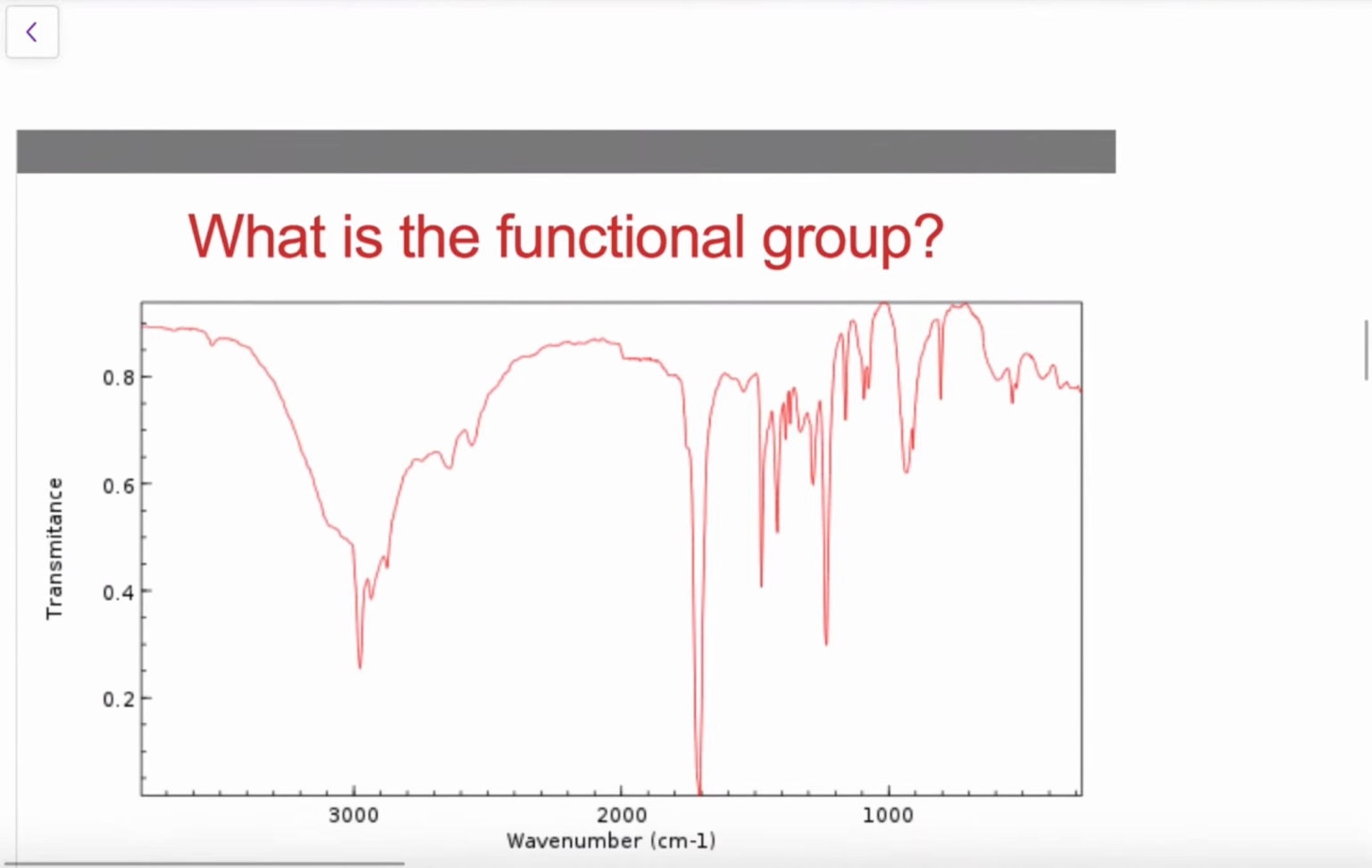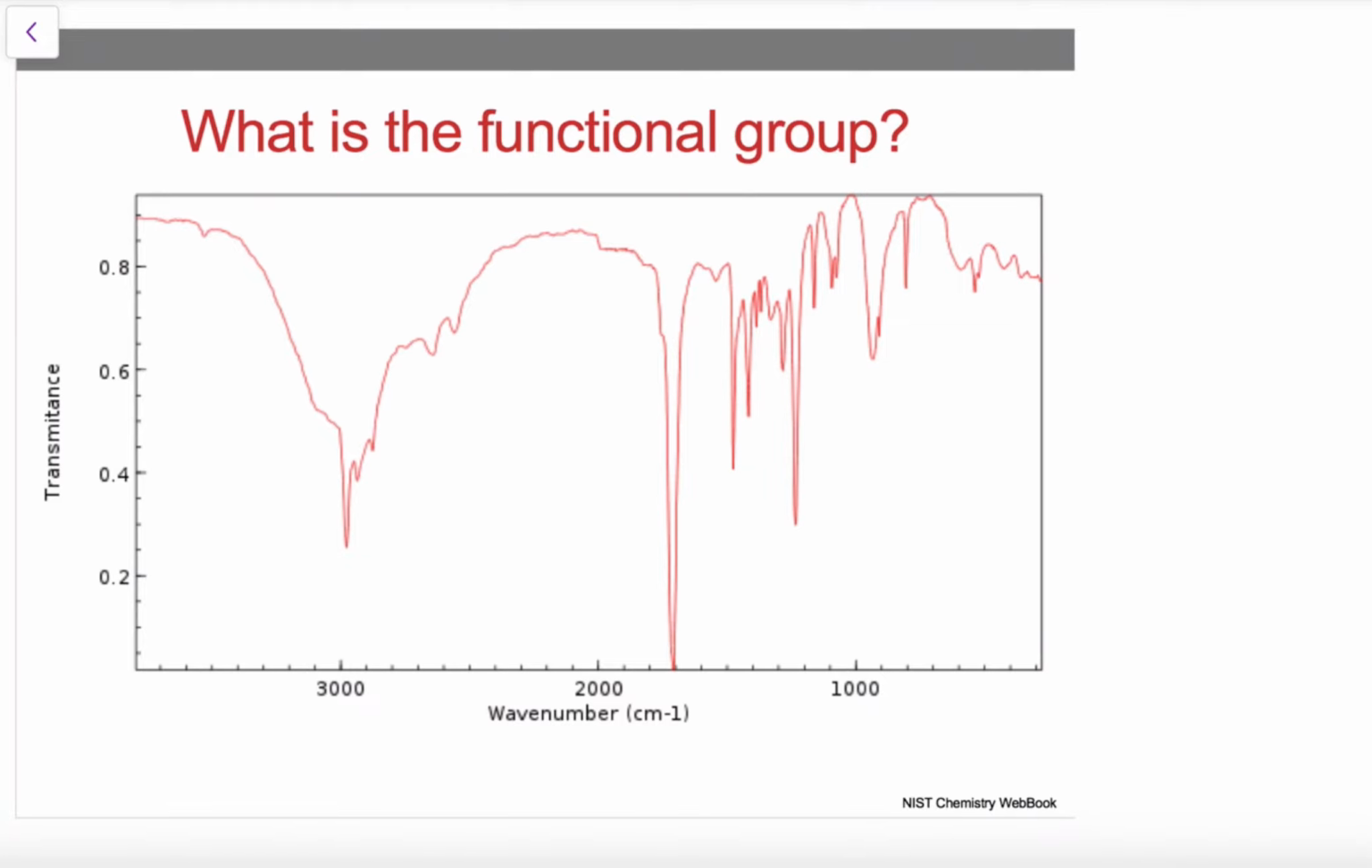So let's look at some more spectra. On this spectrum, what stands out? Again, I would recommend looking first for OH stretches and carbonyls. This huge peak here around 1720 is our carbonyl peak. So we do have a carbonyl, so our functional group is going to be one of our carbonyl-containing functional groups.